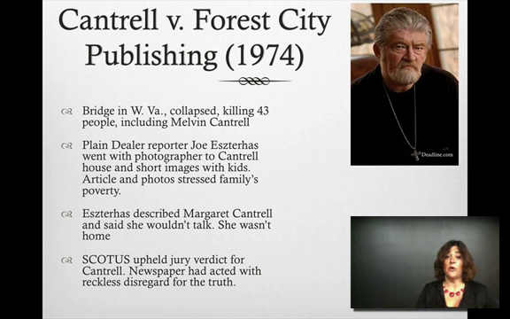He went to photograph the Cantrell house. He took images. The article stressed the family's poverty. It really kind of put them in a bad light. He said that the wife, Mrs. Cantrell, wouldn't speak. She actually wasn't home. And in this case, the Supreme Court upheld the jury verdict for the Cantrell family, saying that the newspaper had acted with a reckless disregard for the truth to put her in a false light.